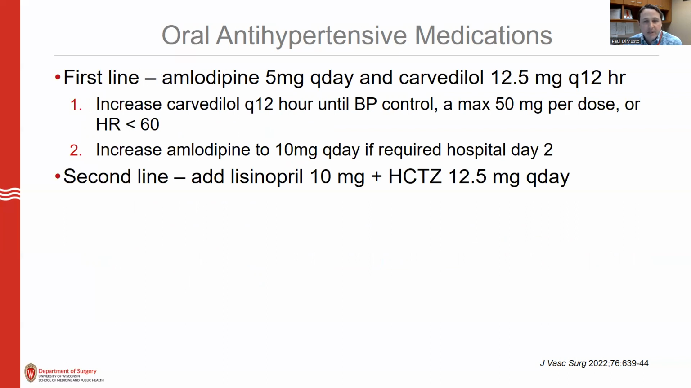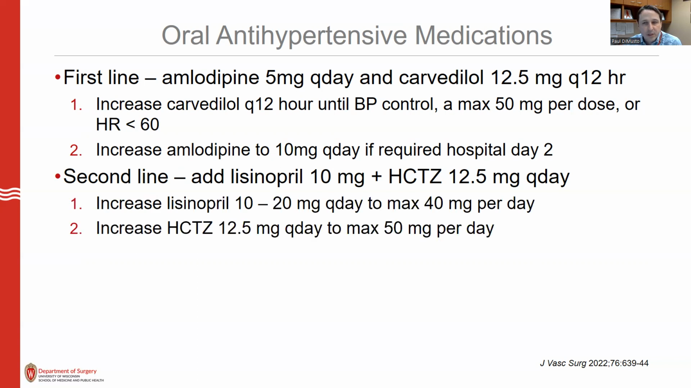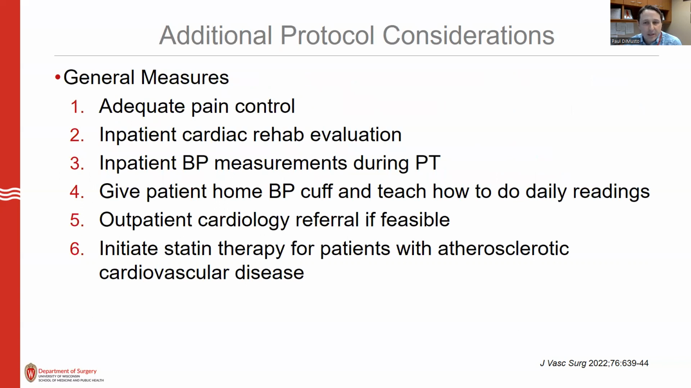And if we're still not achieving control and requiring drips, we'll add lisinopril and hydrochlorothiazide, with the caveat that before adding lisinopril, we want to make sure that we're fairly confident the patient's not going to need an operative intervention. We then increase the lisinopril daily and the hydrochlorothiazide daily until we achieve our goals. If we're still struggling with all of this, we consult our cardiology colleagues to help us with additional medications and titrations. We also make sure that we have adequate pain control, which is something else mentioned in the guidelines.